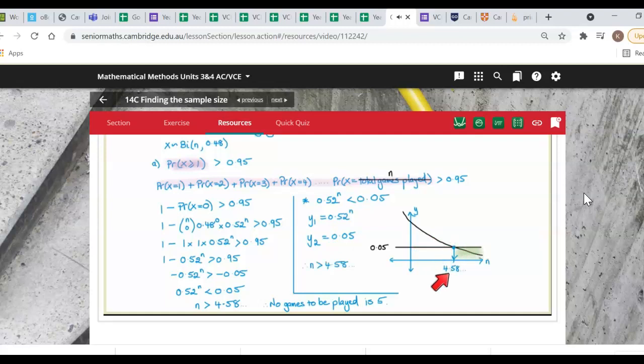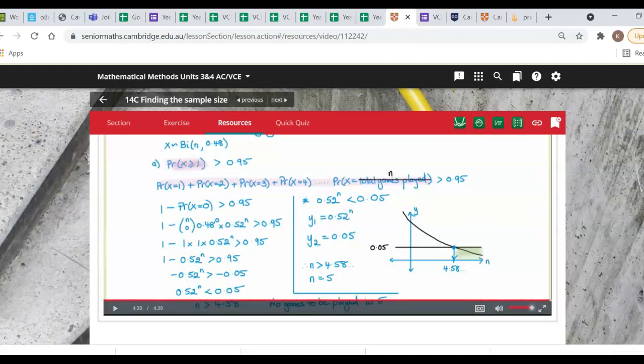Now that intersection point is 4.58 that we've worked out several times before now. And so the n value, as in the integer that represents this curved line being lower than the horizontal line, will be n equal to 5.